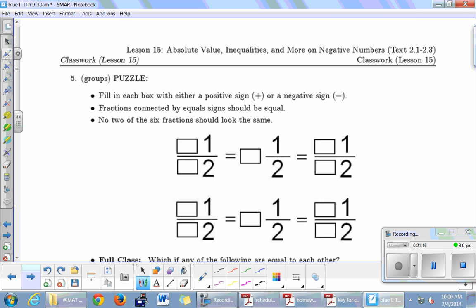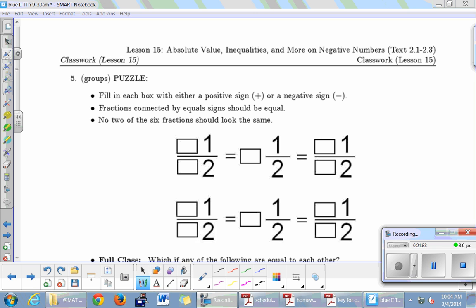So let's read through some of the directions to this puzzle here. So the first bullet, here's the puzzle. You're going to fill in all of these boxes. I guess there are 10 of them there. It says you fill in each box with either a positive sign or a negative sign. And it says fractions connected by equal signs should be equal. So in that first row, you're going to come up with 3 different ways to write equal fractions. And in the second row, you're going to come up with 3 different ways to write equal fractions. But then the last thing is that no 2 of the 6 fractions should look the same. So you can't just fill in plus signs on everything because then they all look the same. So with your neighbors, see if you can come up with ways to fill in pluses and minuses.